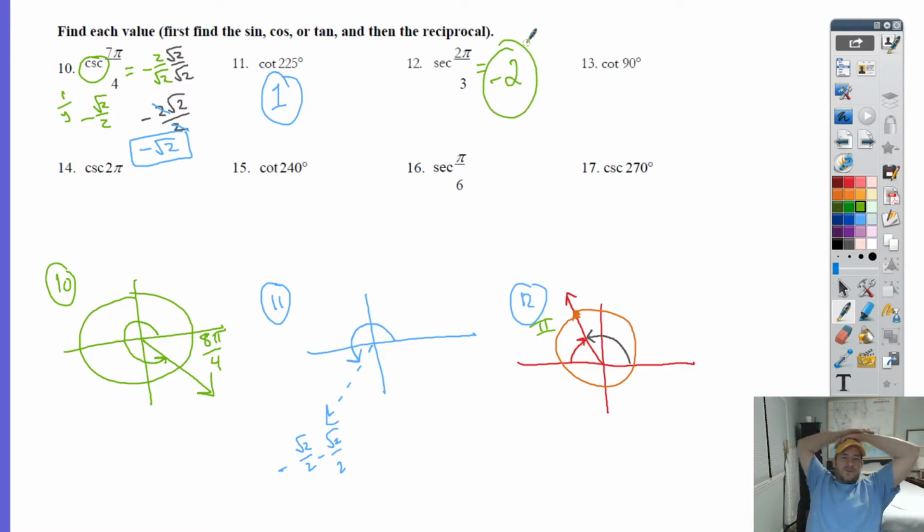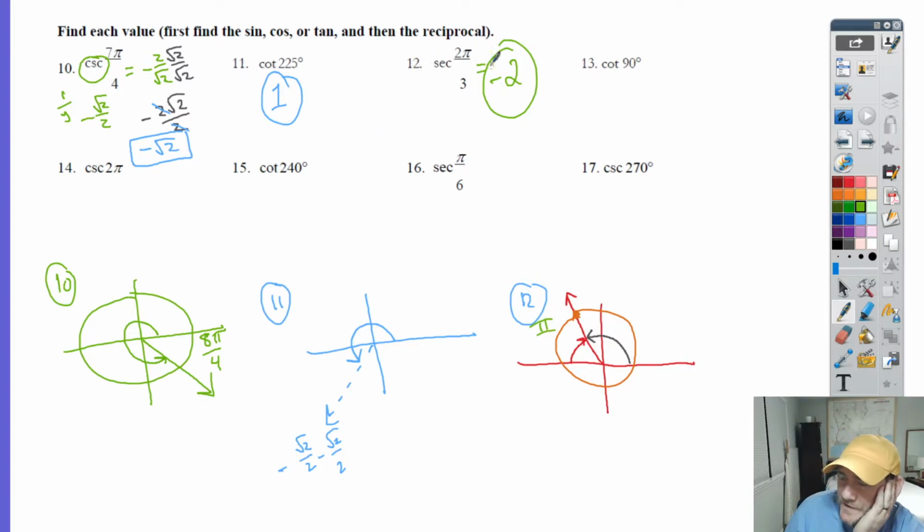That's what you've got to do, kids. You gotta answer a bunch of teeny tiny questions. You think, all right, what's my reference angle? What quadrant am I in? What coordinate do I care about? Do I want the reciprocal of it? Is it positive? And once you've answered all those questions, you're done.